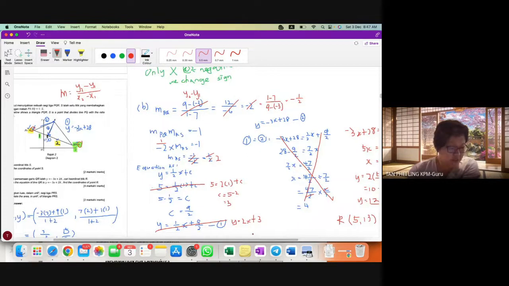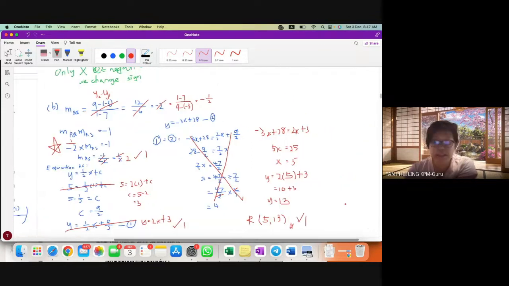The first 1 mark is given to the method. So remember that this is a start step. You must show this, then you get your M1 mark here. Second mark is when you come up with the equation. Third mark is when you solve them simultaneously. This step itself is 1 mark. Okay, so 4 marks. Any question?